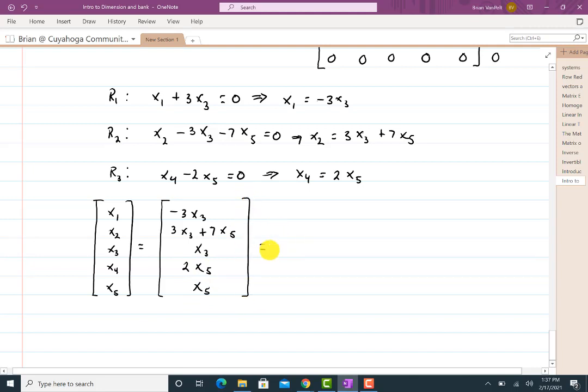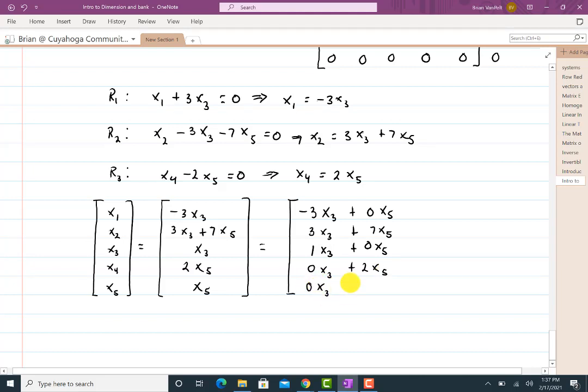And one of the things we want to try to do, especially since it asked me to find a basis for null A, is rewrite this vector in the following format. Negative 3x3 plus 0x5, 3x3 plus 7x5, 1x3 plus 0x5, 0x3 plus 2x5, and then finally 0x3 plus 1x5.